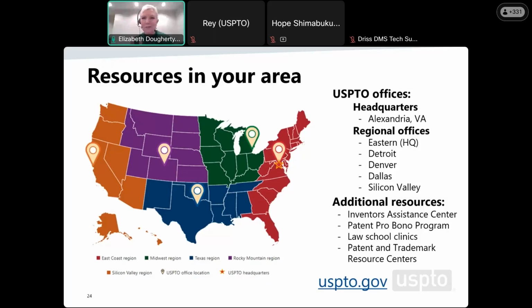And our patent and trademark resource centers are one of my most favorite things. It's a network of over 100 libraries located nationwide where there are one or more trained librarians trained to assist you in conducting a patent or trademark search. Now keep in mind, patent and trademark searching is not required prior to filing an application. However, it's strongly encouraged because your idea may be just so great, someone's already thought of it. Next slide, please.